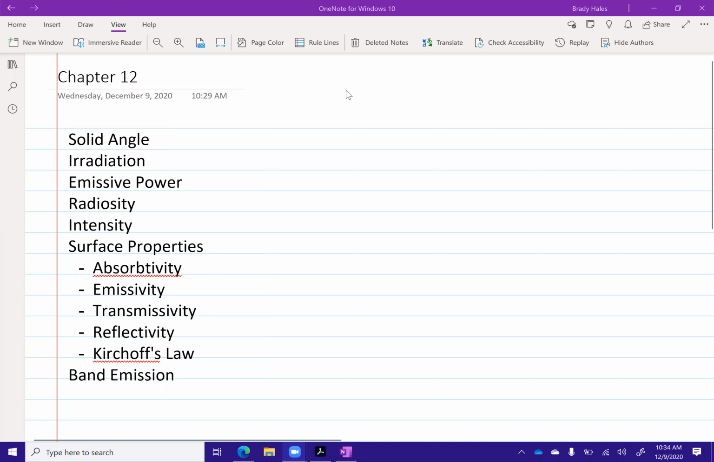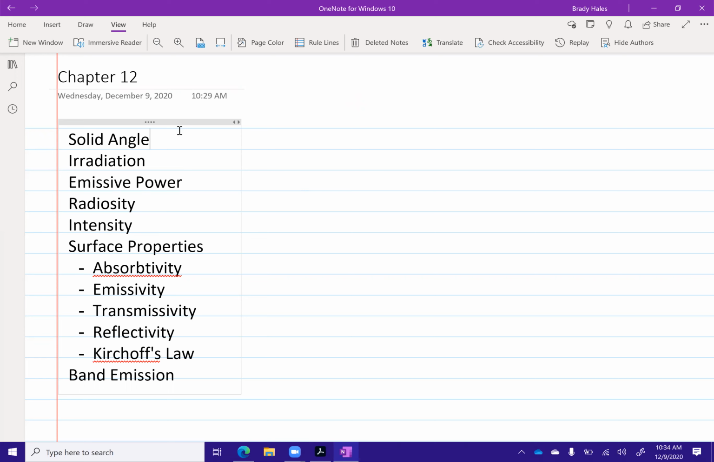Okay, hello everyone. Today we're going to be talking about chapter 12 from the Fundamentals of Heat Transfer book. This book is the 7th edition by Bergman, Lavine, Incropera, and DeWitt.